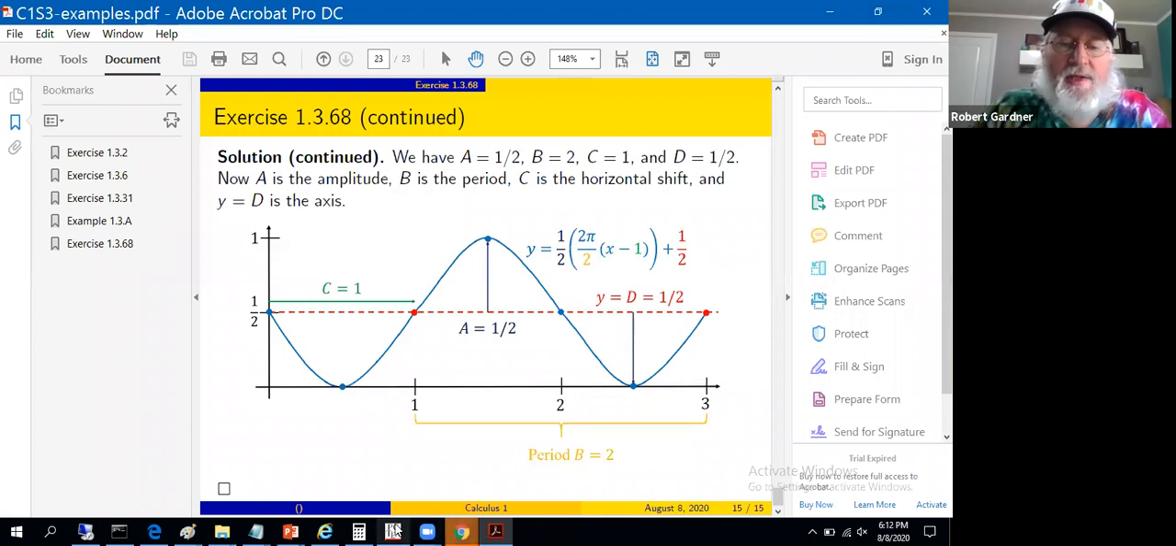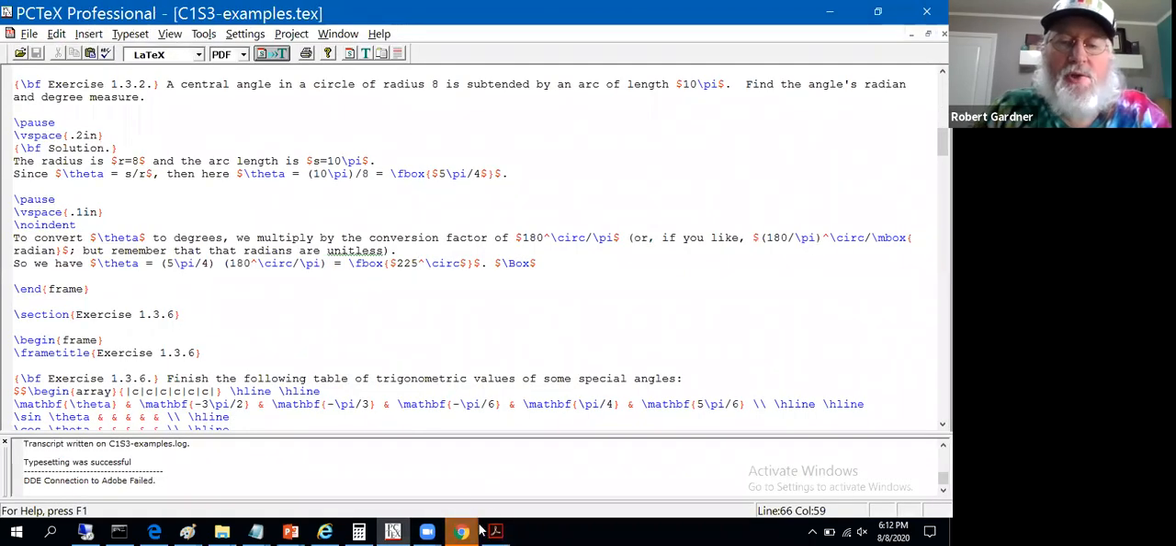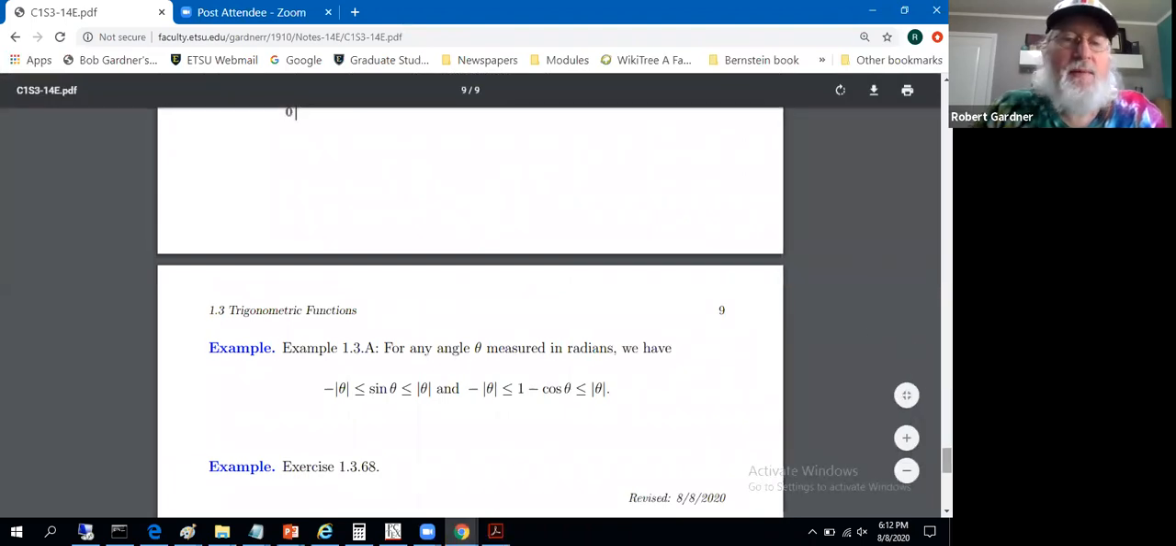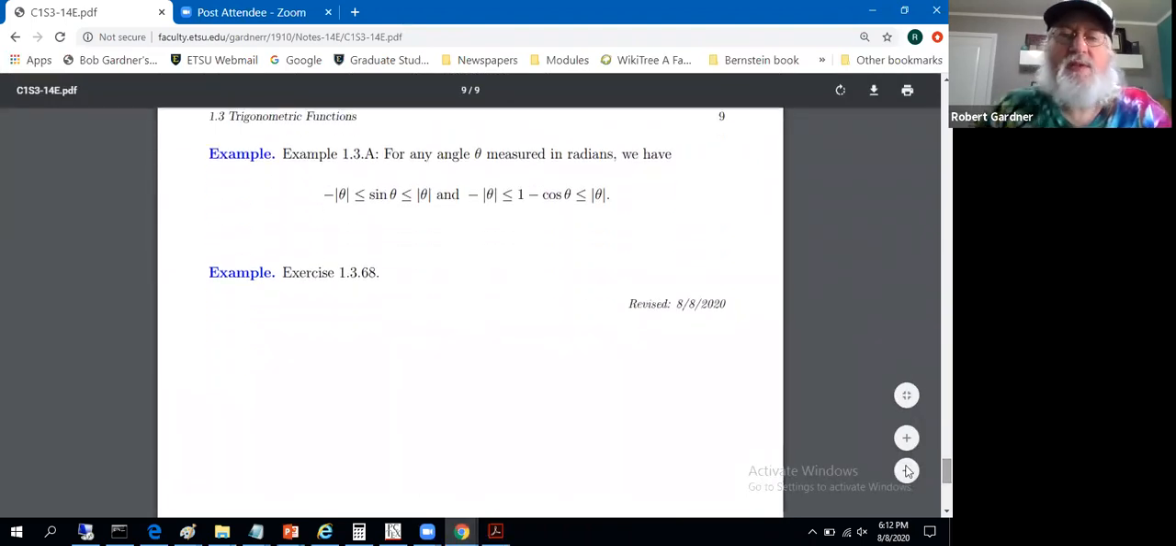All right, one last little observation to the notes, and that's an example from the books. Let's back up in the supplement and catch this. Claim is, for any angle theta measured in radians, we have the following relationship. The sine of theta is between the absolute value of theta and negative absolute value of theta. 1 minus cosine theta is between absolute value of theta and negative absolute value of theta.